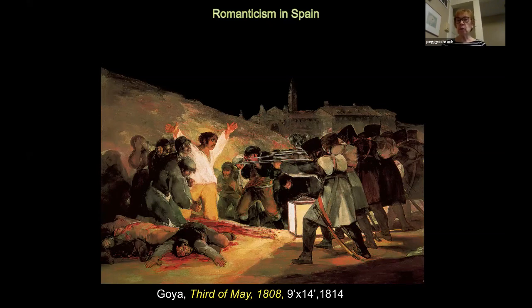A bunch of French soldiers were massacred. And so the French decided to teach the Spanish a lesson. So the next day, the 3rd of May, they chose 100 random citizens of Madrid and marched them out of the city and executed them. And that's what you're seeing here.